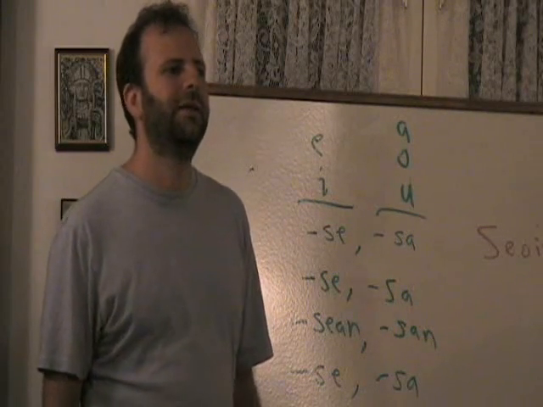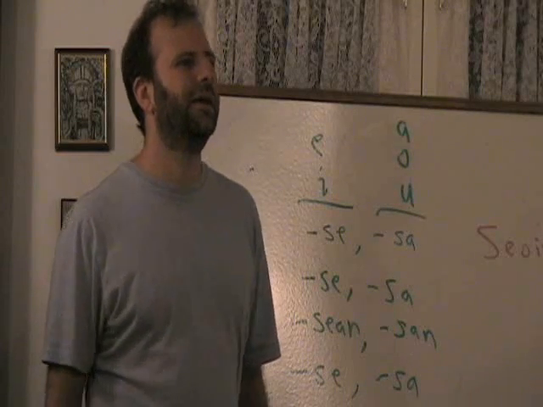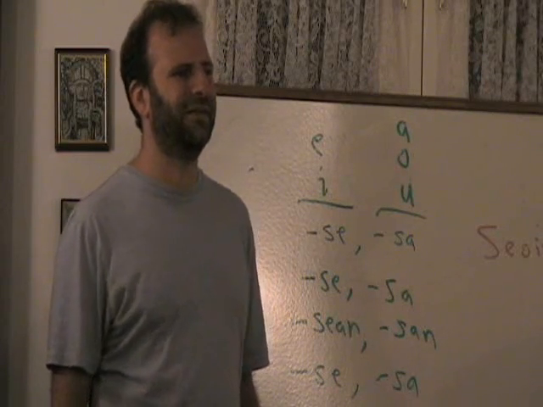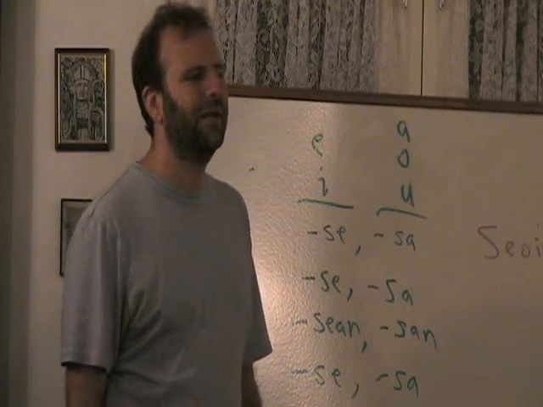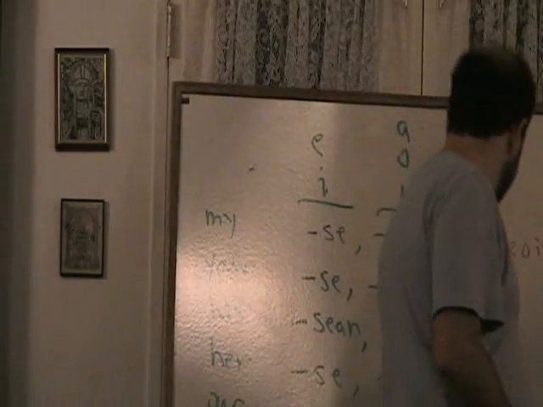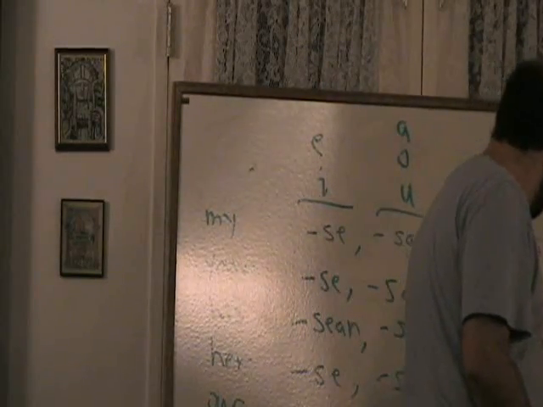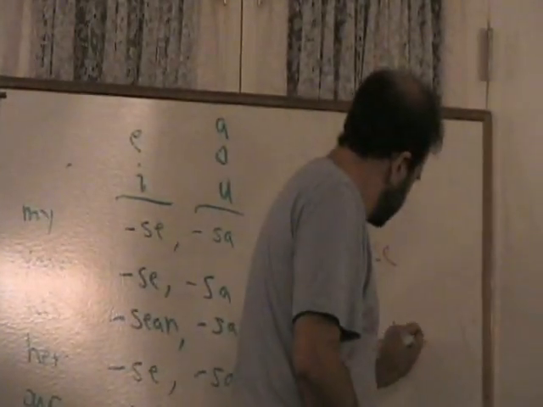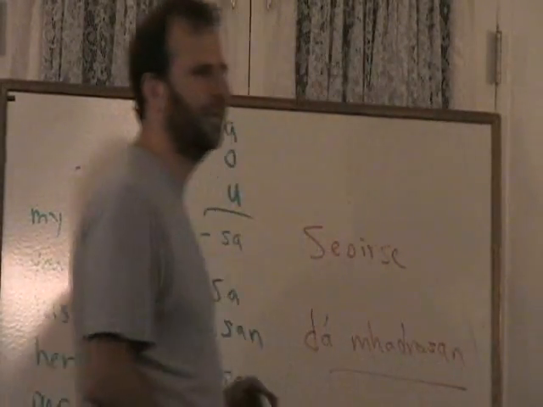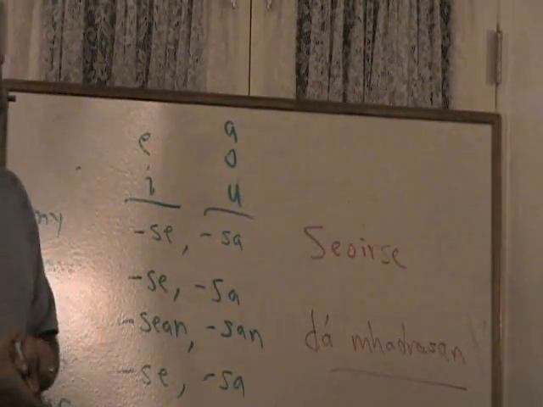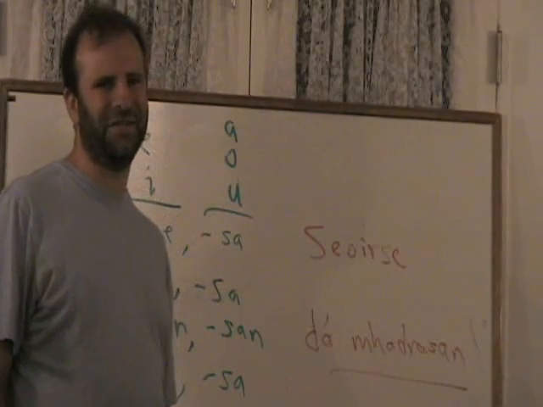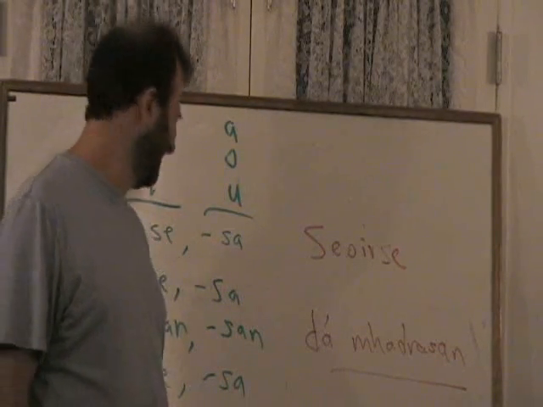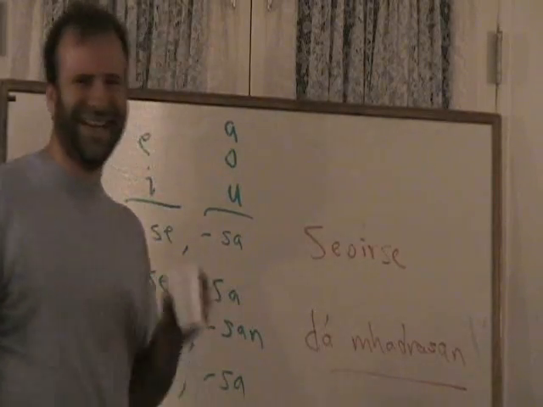"Agus an bhfuil madra agat?" So does your son have a dog? I guess "cad is ainm do mhadra-san?" I would say I've forgotten. "Rinne mé dearmad." I have forgotten it. I call her the dingo bitch because she looks like a dingo, but I can't remember her name. Okay.